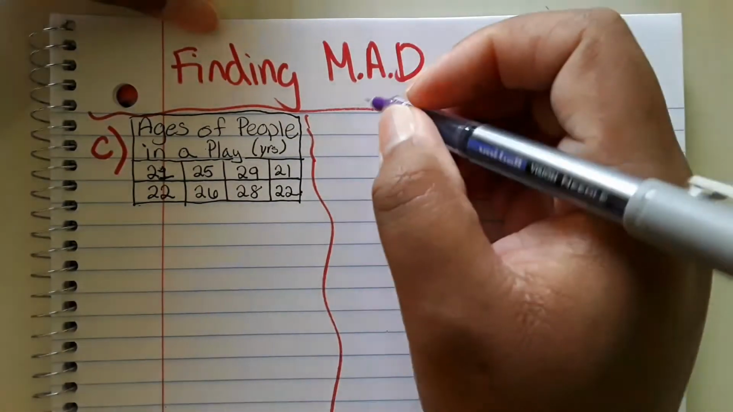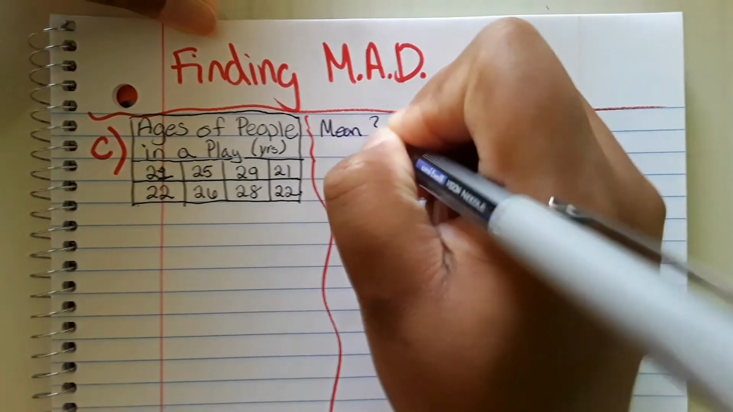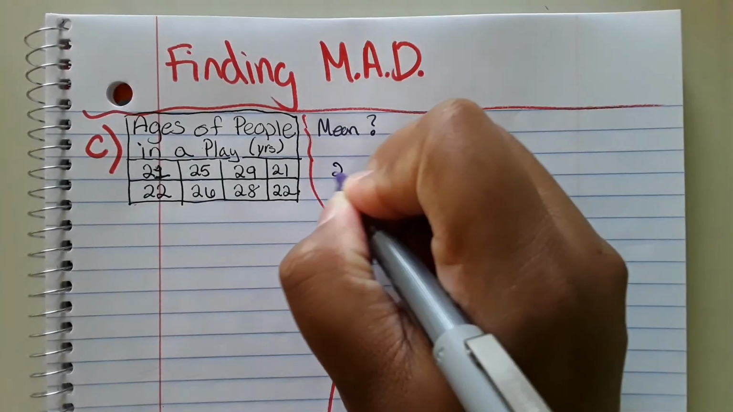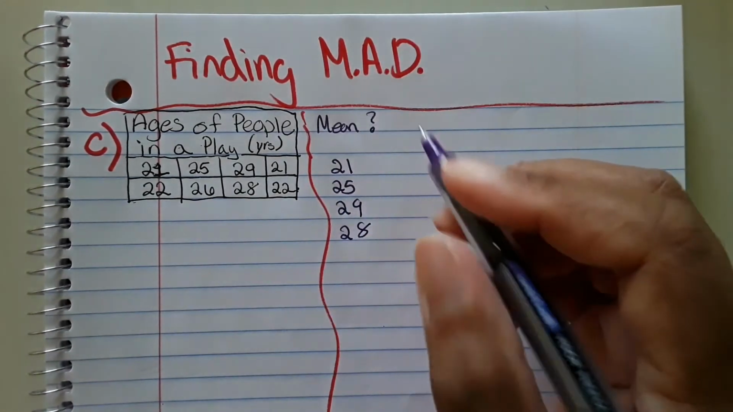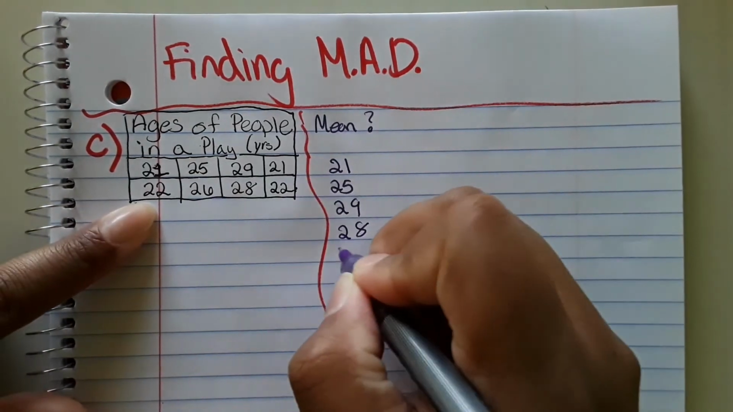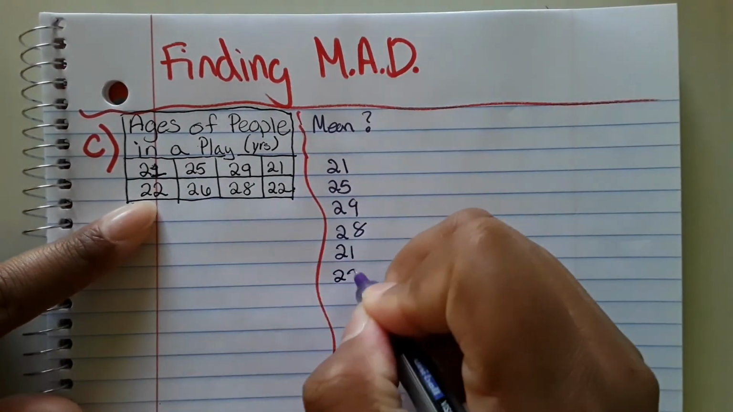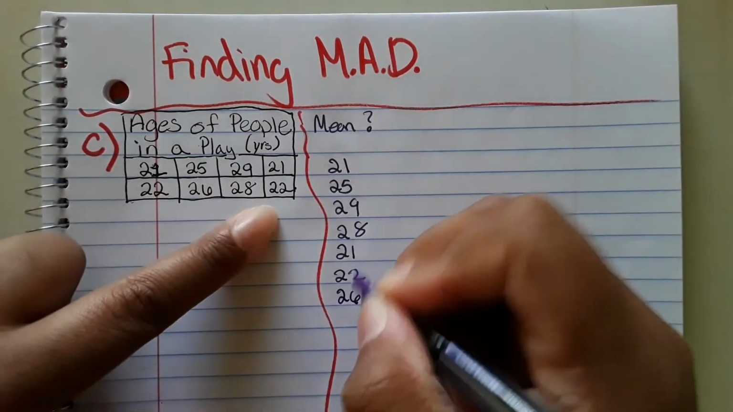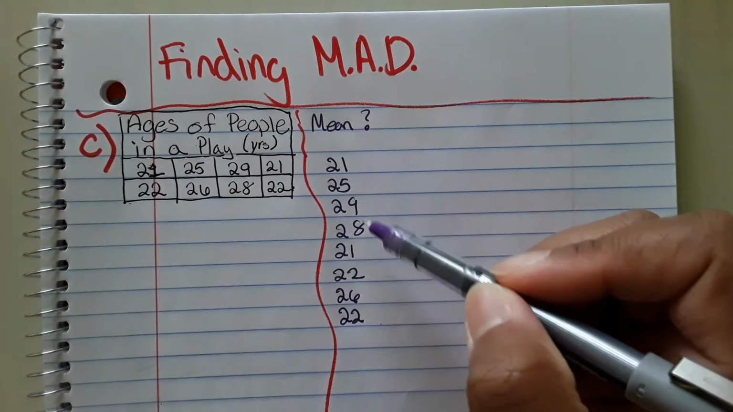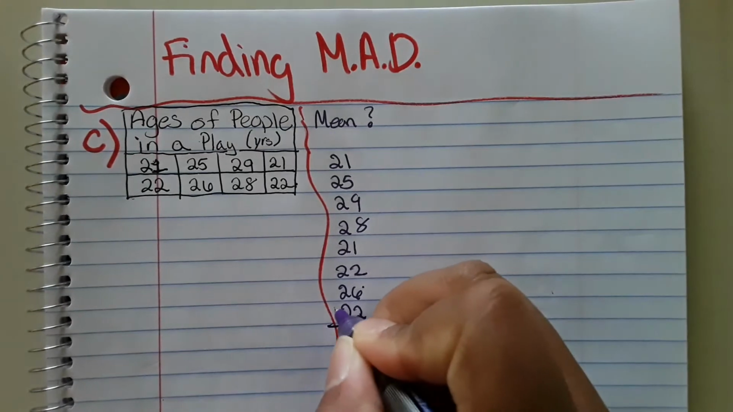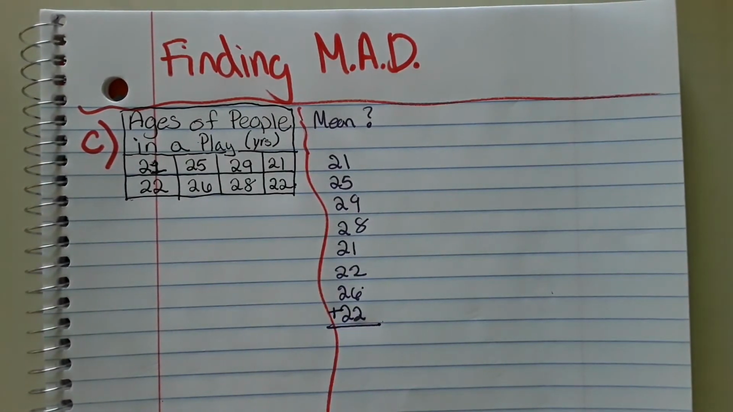All right, step 1 is to find the actual mean. So let's record these numbers. We have 21, 25, 29, 28. I'm skipping one. We have another 21. Next, 22, 26. I already wrote 28, so I need 22. Let's see, there are 8 numbers. Perfect. All right, and so first step to finding mean is we add them all up. So go ahead and use your calculator. Record that. You should have gotten 194.